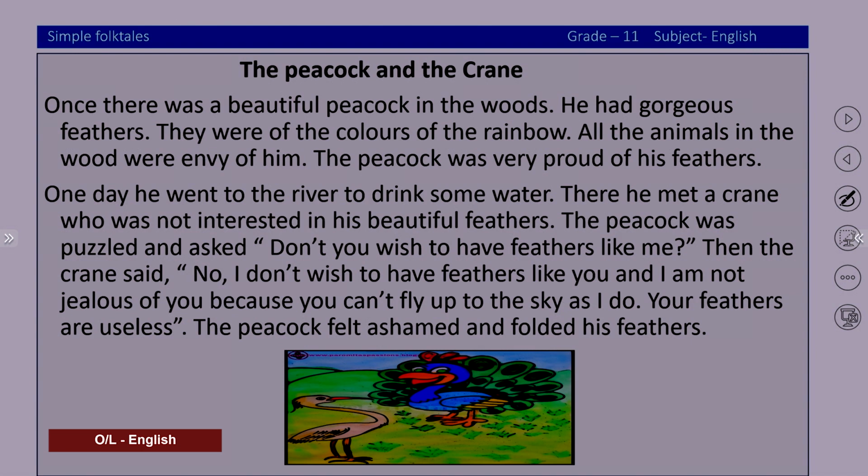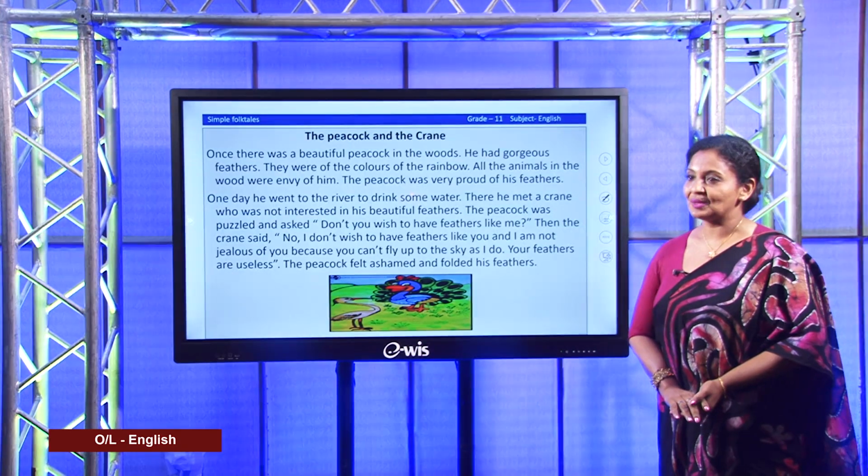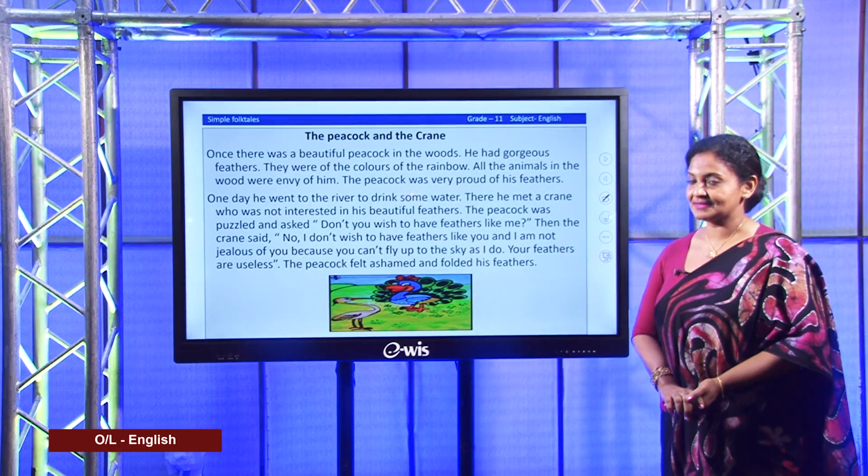The peacock was puzzled and asked, "Don't you wish to have feathers like me?" Then the crane said, "No, I don't wish to have feathers like you, and I'm not jealous of you because you can't fly up to the sky as I do. Your feathers are useless." The peacock felt ashamed and folded his feathers. Okay, now let's check your answers.